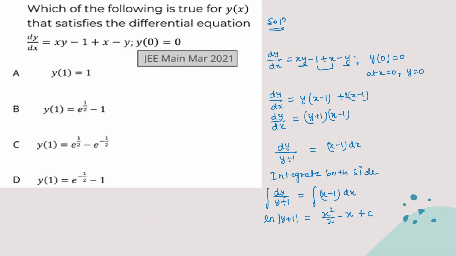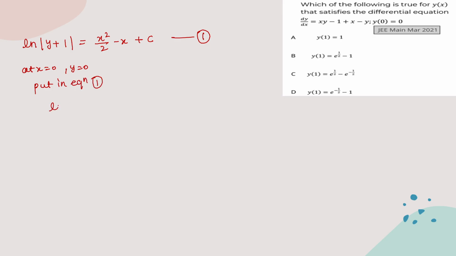So let's go to the next page. So we have got ln of mod y plus 1 is equal to x square by 2 minus x plus c. Okay, now let's say this is equation 1. At x is equal to 0, y is equal to 0, put in equation 1. So ln of mod y plus 1 is ln of 1, is equal to 0 minus 0 plus c. You can see ln of 1 will become 0, so totally you will get the c value as 0.